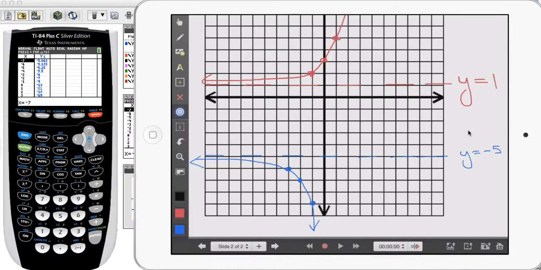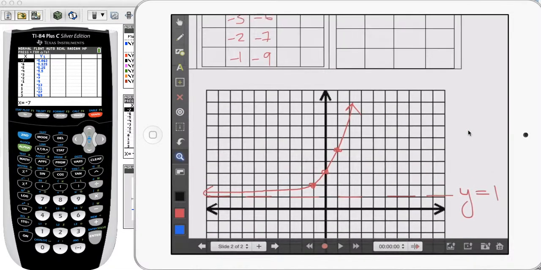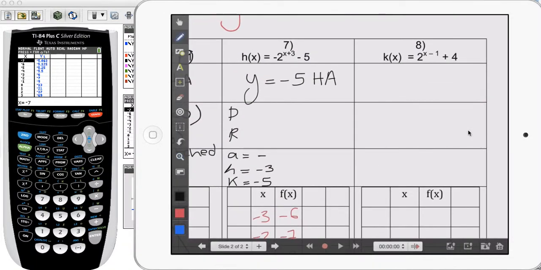But the range is going to change. It's not above the asymptote anymore, it's below. So as you can see, it's going down to -infinity. So basically the range would be from -infinity to the asymptote. So let's go ahead and write that down. My domain is going to be from -infinity to infinity. It's not going to change. But my range now is going to be from -infinity to the asymptote because it's below the asymptote now.